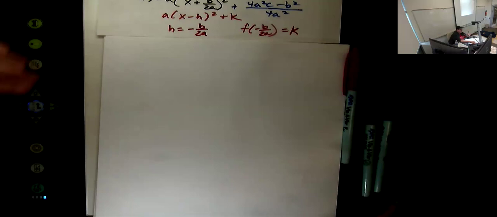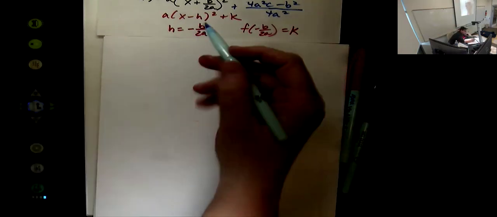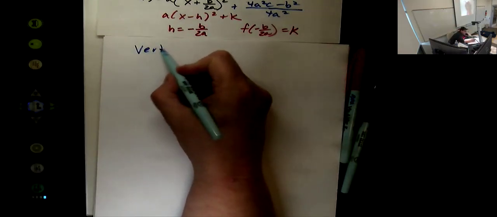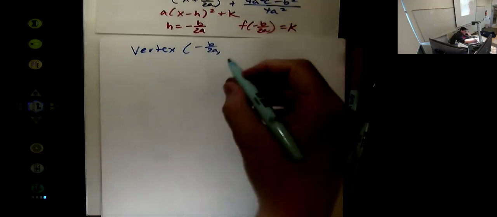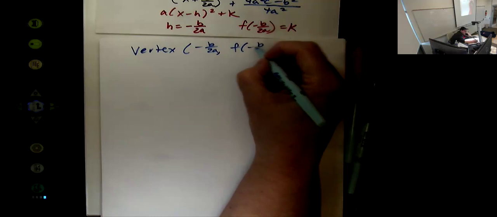So to wrap up, you don't need to memorize that entire process. Another way of doing the vertex is negative B over two A, F of negative B over two A.